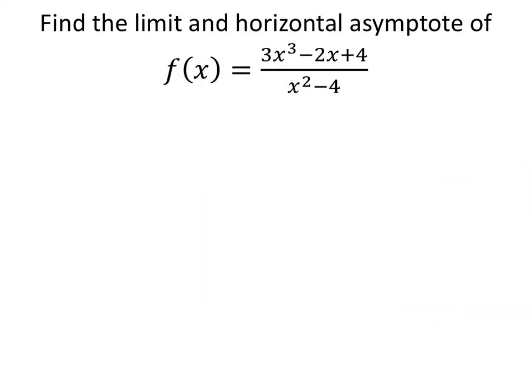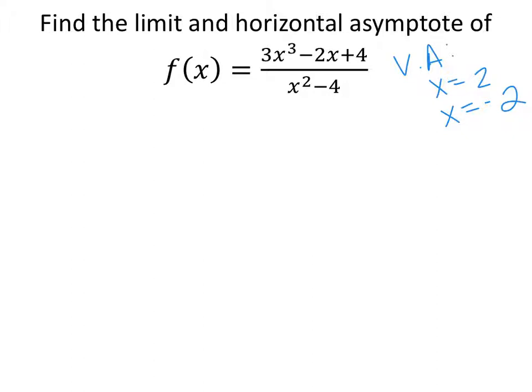All right, so let's try another. We said find the limit and horizontal asymptote of f of x equals 3x cubed minus 2x plus 4 over x squared minus 4. So again, my denominator is x squared minus 4. If I asked for the vertical asymptotes, it would be when that denominator is equal to 0. So I have vertical asymptotes at x equals 2 and x equals negative 2. Just to review, we like to make sure we remember how to do those things.